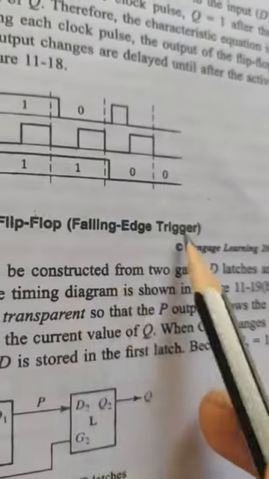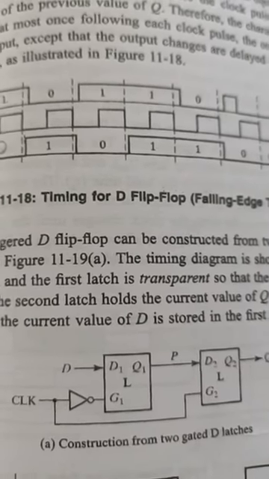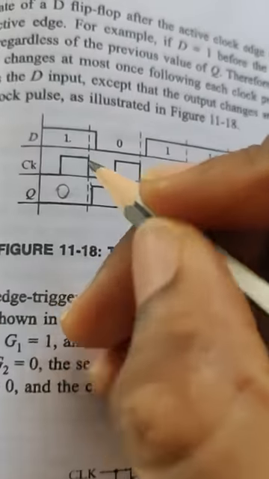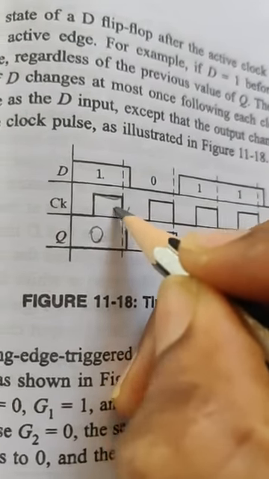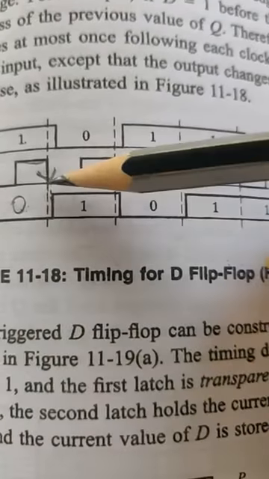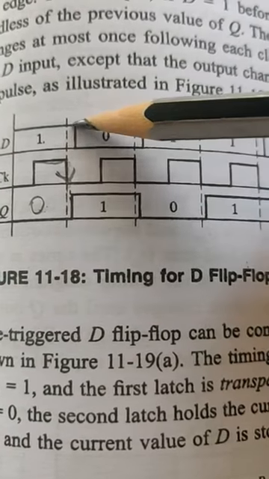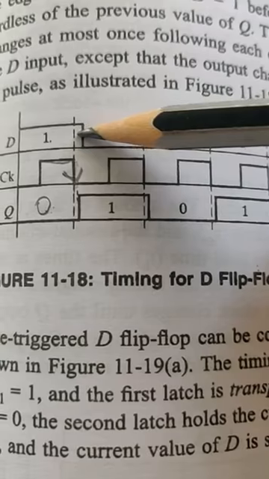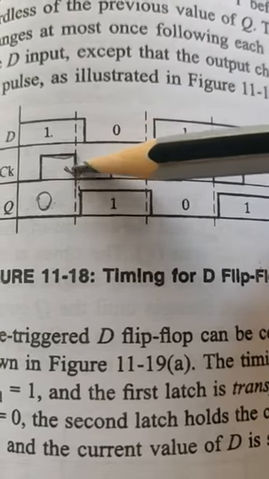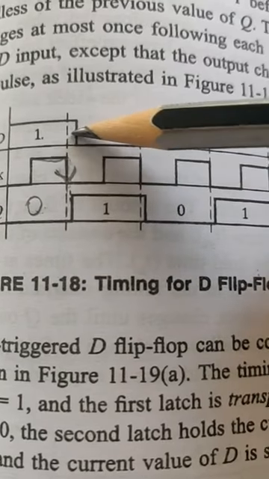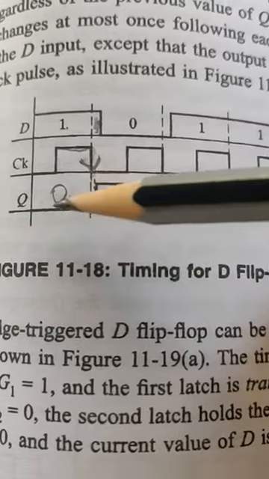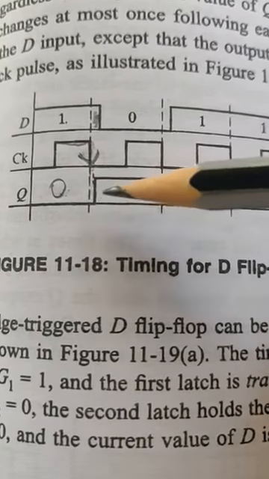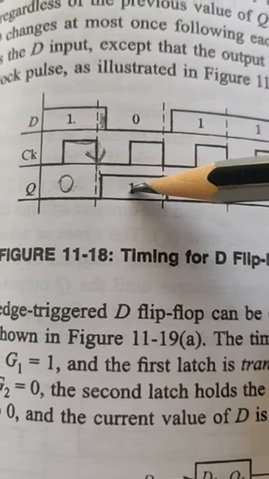This is a falling edge trigger. Falling edge means negative edge trigger. So the system changes only during the falling edge. See, look at this clock pulse. This is a falling edge. Once the falling edge occurs, the system will take the D input into consideration. So when the clock pulse falls, what is D here? 1, right? So Q will change from 0 to 1. After some delay, Q changes to 1.